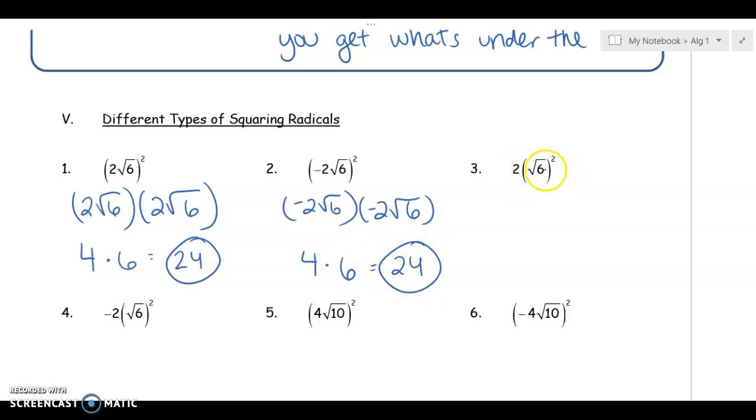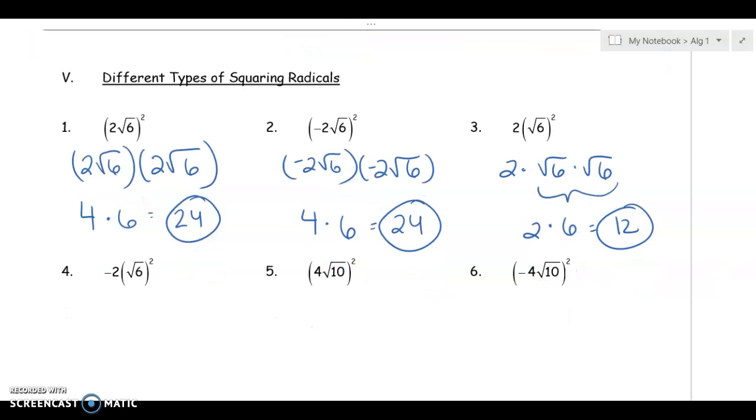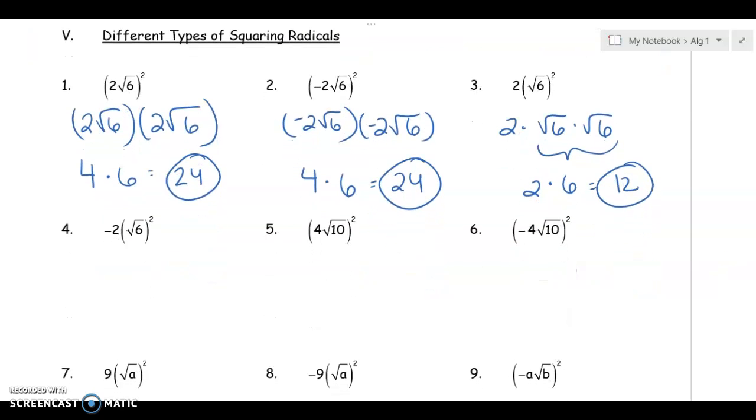This one's a little bit different. Notice the only thing being squared is what's in the radical, or what's in the parentheses. So the only thing being written down twice or being multiplied twice is this root 6. So we're really doing 2 times root 6 times root 6. Well, root 6 times root 6 we know is 6. We still have a 2 out in front. 2 times 6 is 12. So you got to pay attention to what's inside the parentheses and what's being squared.